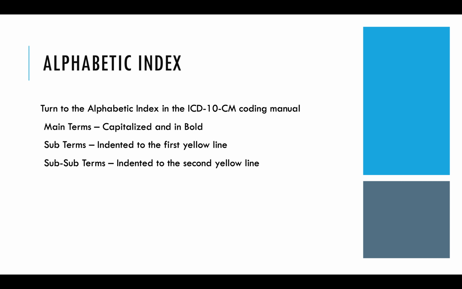So what is the alphabetic index? The alphabetic index is really key to assigning accurate ICD-10-CM diagnosis. So we'll see that the alphabetic index is what it says. It's managed alphabetically, A to Z, so it's easier for us to find what we're looking for. So let's take a look at it directly.